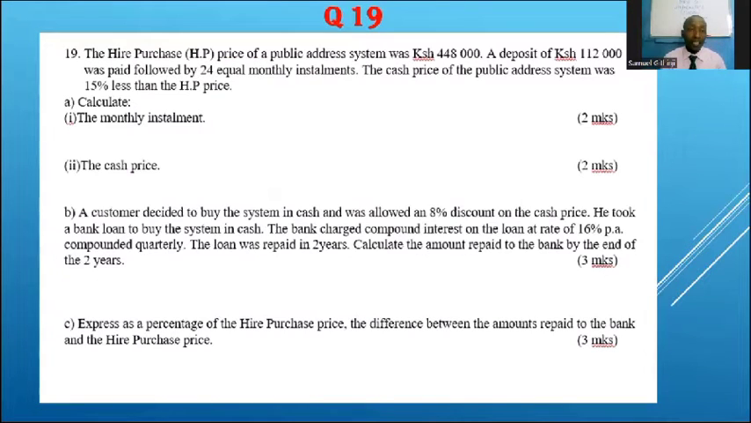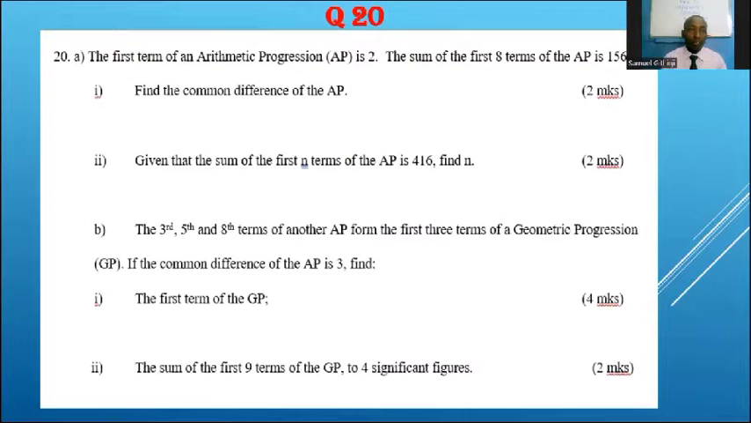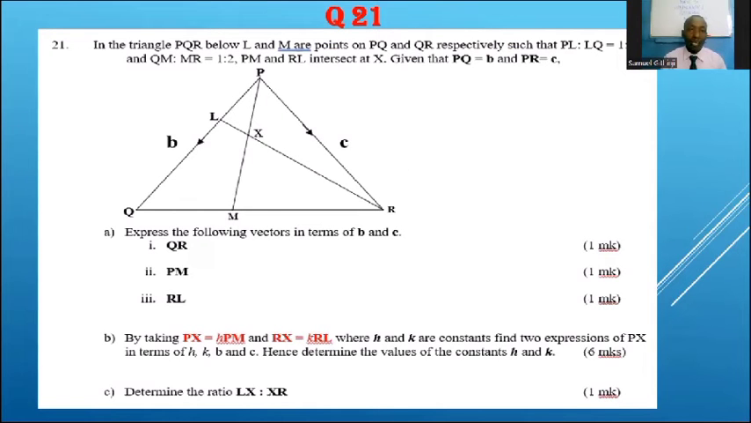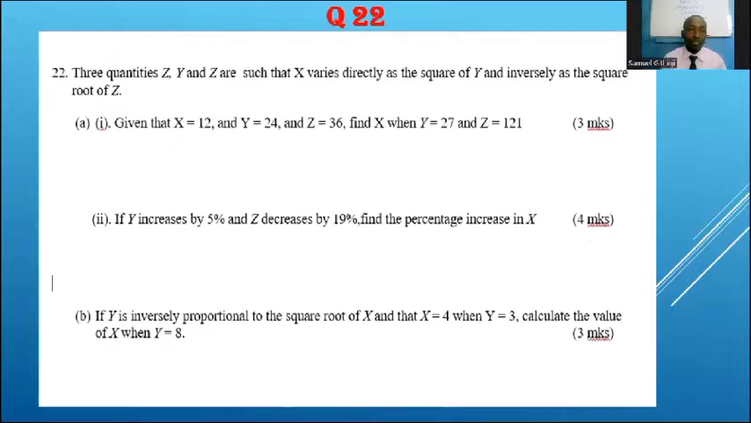Question number 19, a higher purchase. That means it is commercial mathematics 2, the Form 3 commercial mathematics. Question number 20, that is sequencing and series. 21 is vector. Good. 22 is formulae and variations.